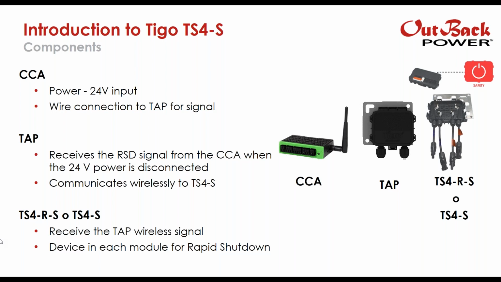So this is Tigo, the TS4-S. There are 3 components involved with this system. So we have the CCA, which is the Cloud Connect Advanced. We have the TAP, and then we have the TS4-R-S or just -S. So the TS4-S, this version here, you purchase with the module. So it comes already integrated with each module. It's already installed. The TS4-R-S, this is a retrofit.